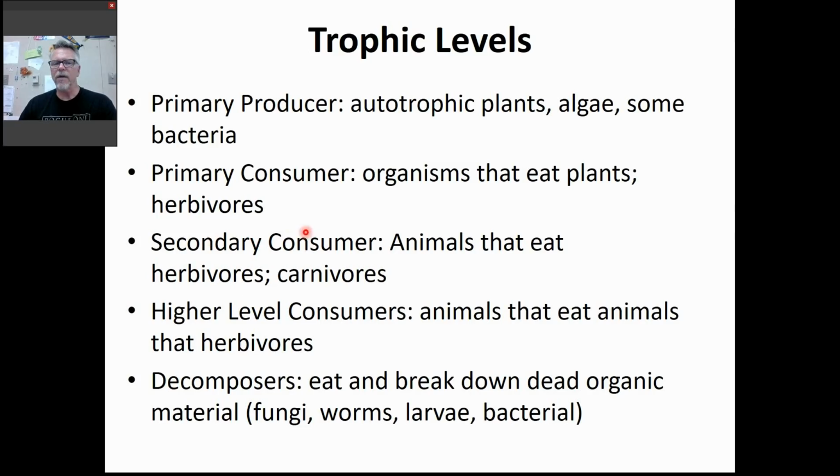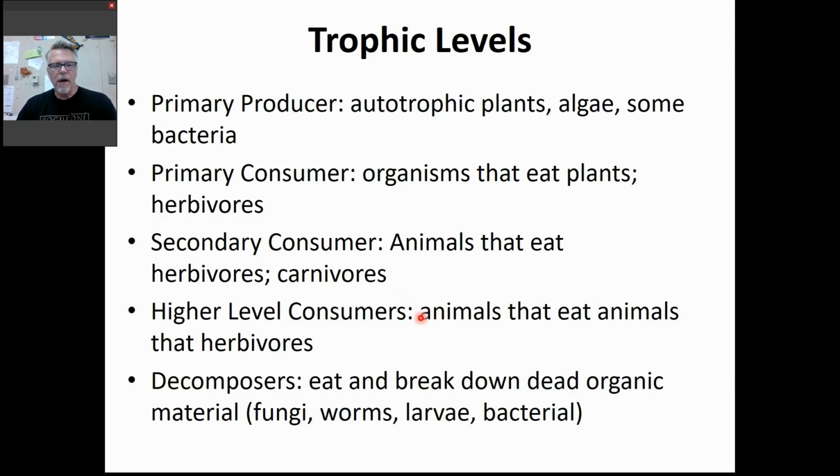A secondary consumer is an organism that eats other organisms, that eats the herbivores. So we would call these guys carnivores. Carnivores eat herbivores. They don't eat the plants directly, they eat the organism that ate the plants. So that's a secondary consumer. And you have higher level consumers, tertiary consumers and quaternary consumers, that eat successively higher levels of other organisms.